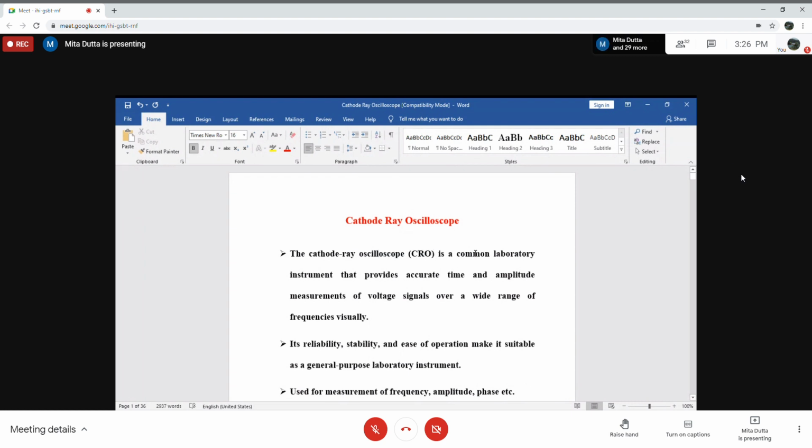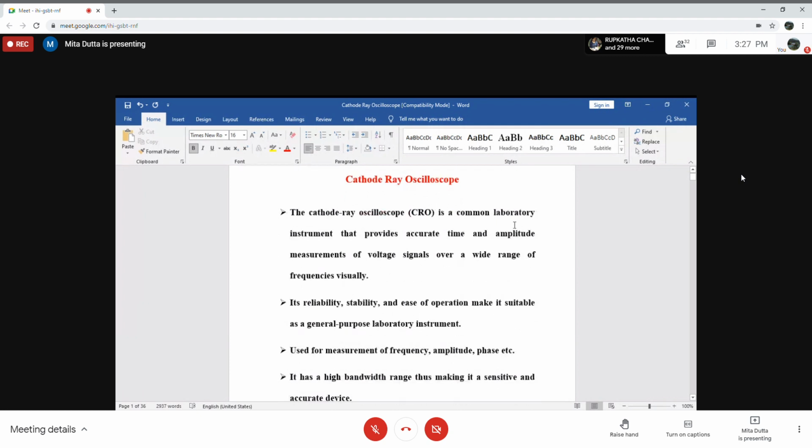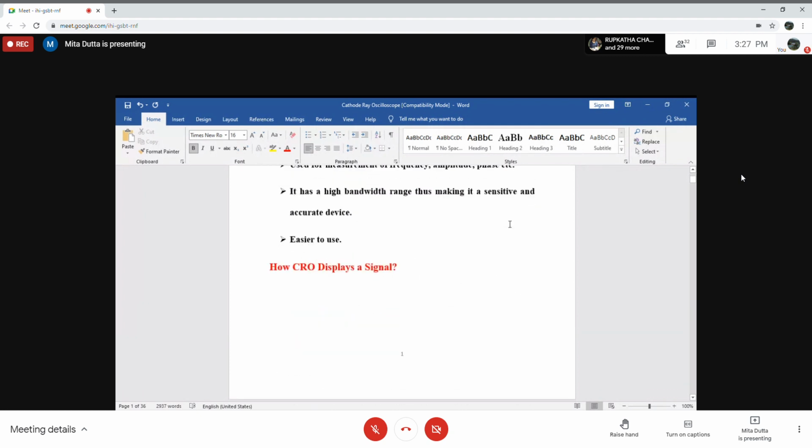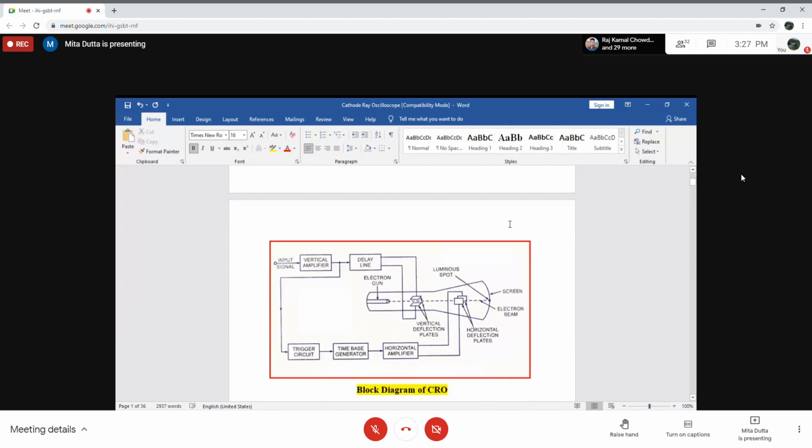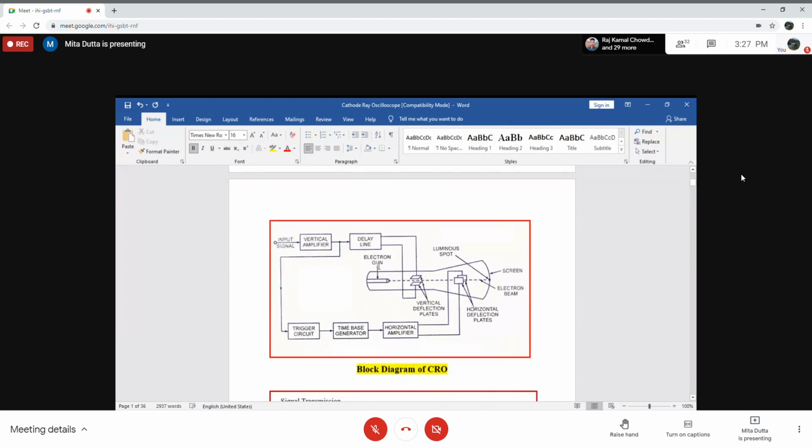Now, an oscilloscope is an electronic device which is used to measure a wide variety of signals, whether it is an AC signal, a DC signal, or an AC-DC superposed signal. And the oscilloscope gives us an amplitude versus time curve of a signal. How the oscilloscope displays a signal can be shown when we study this diagram.